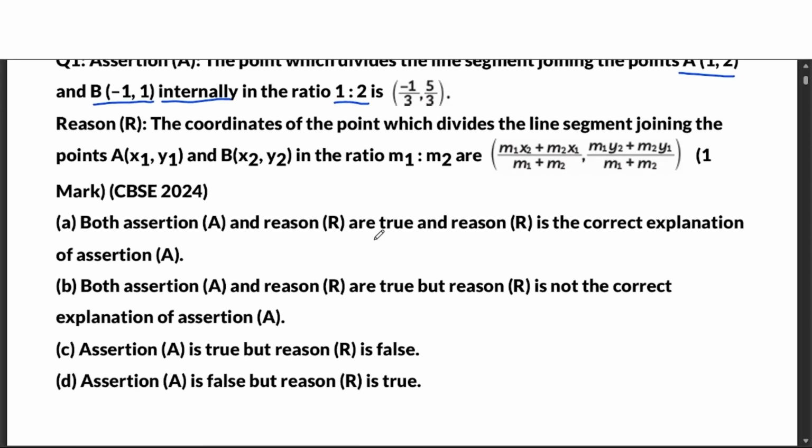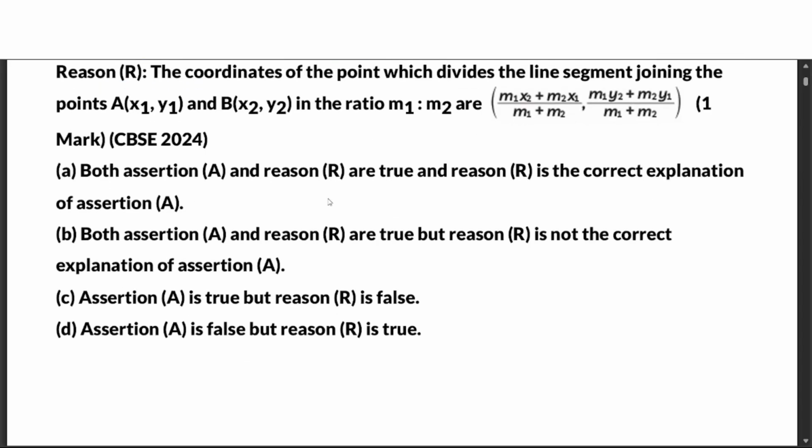So options are given. Option A: both assertion and reason are true and R is a correct explanation of assertion. Second option: both assertion A and reason R are true, but reason R is not a correct explanation for assertion. Option C: assertion A is true but reason is false. D says assertion A is false but reason is true. Okay, so first let me do it.